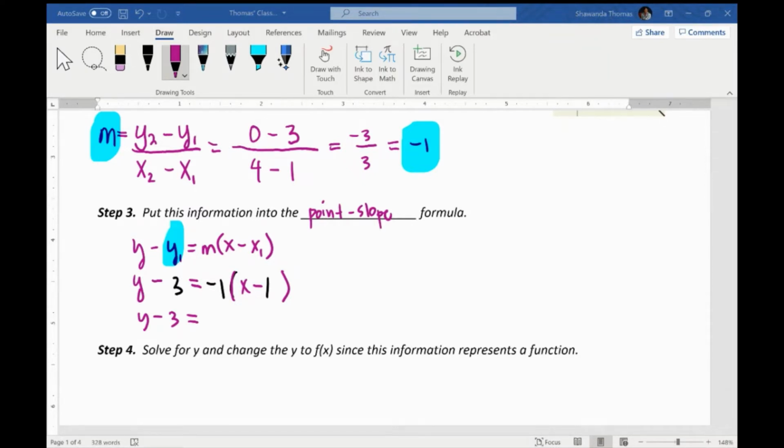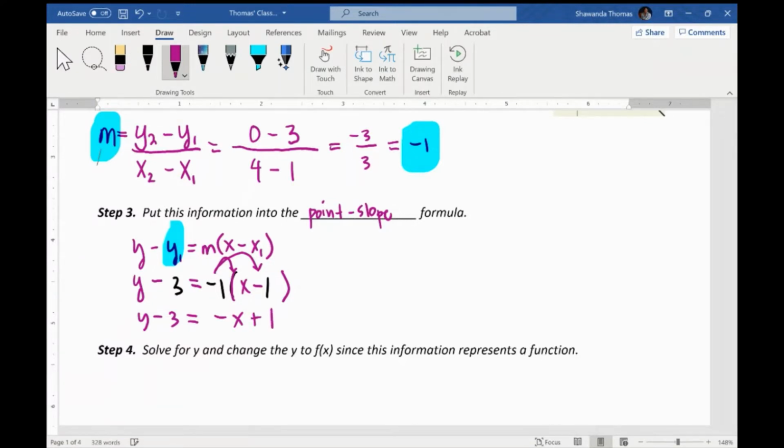Are you going to multiply the 1 times the x minus 1? Negative 1, right? Yes, ma'am. All right, we are distributing. So negative 1, tell me what to write when we distribute. Negative 1x plus 1. Negative x plus 1.